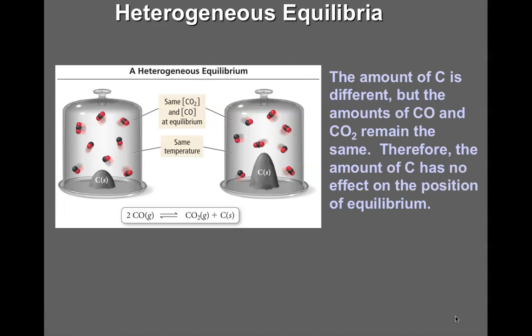So another kind of idea of looking at what's going on. We have way more carbon in the jar on the right than we do on the left. But because I have more carbon, it's a solid. The amount of CO2 and the amount of carbon monoxide at equilibrium under the same conditions doesn't change. Doesn't affect how much solid you have. Questions on that idea?